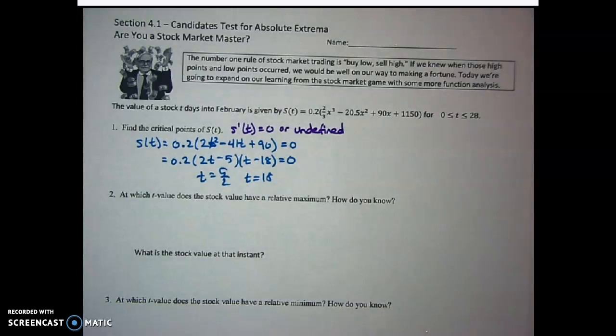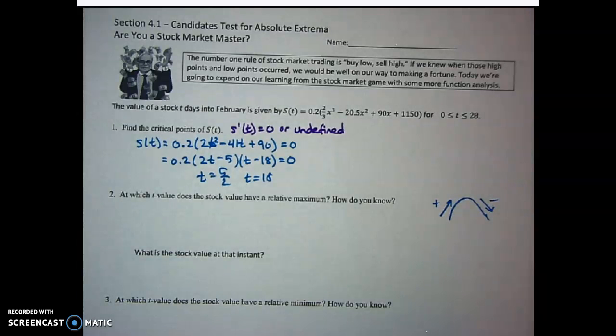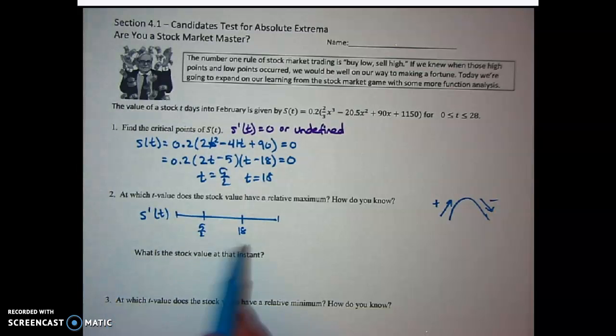Now we want to know at which t values does the stock market have a relative maximum. Well, let's think about what a relative maximum would look like graphically. A relative maximum would be where there's a peak. So on this side of that peak, what's the slope? It's going to be positive, and on this side of the peak, the slope is going to be negative. So we're going to make what we call a candidates test. And we've done something similar to this back when we were looking at limits, but we're going to make a number line, and on that number line we're going to put our candidates, our critical values.